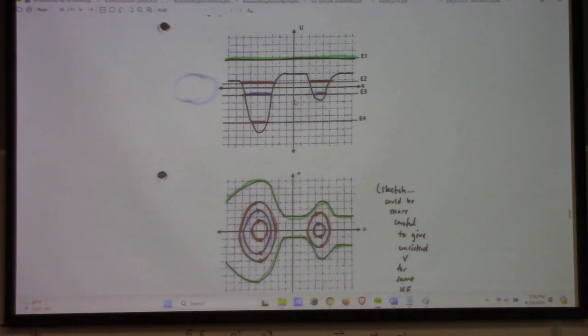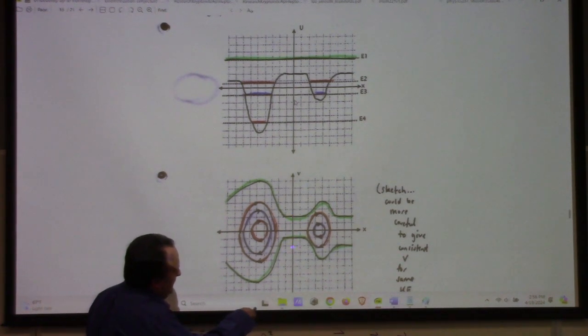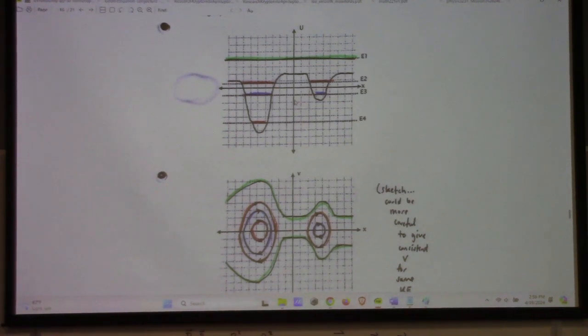Like I said, this is not my best work. Yes, yes. It should be symmetrical. This is not ideal. This should be like that. Very good. Yes, exactly what I was talking about.